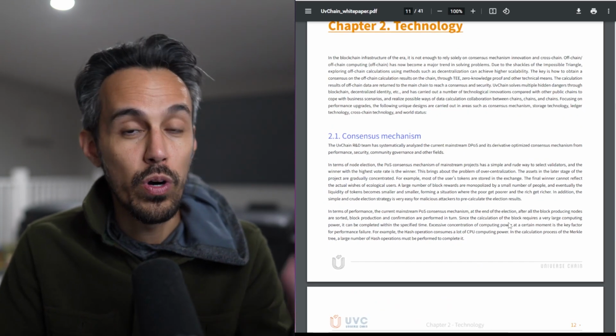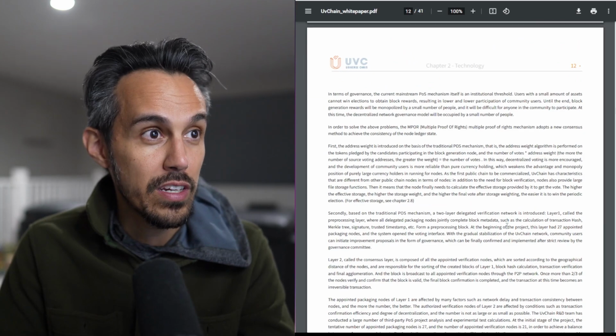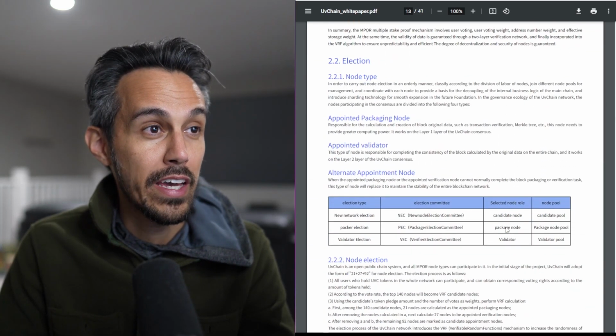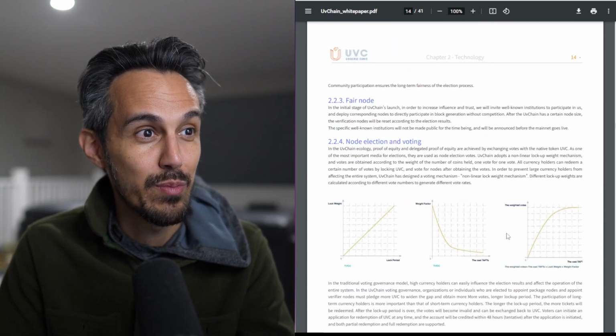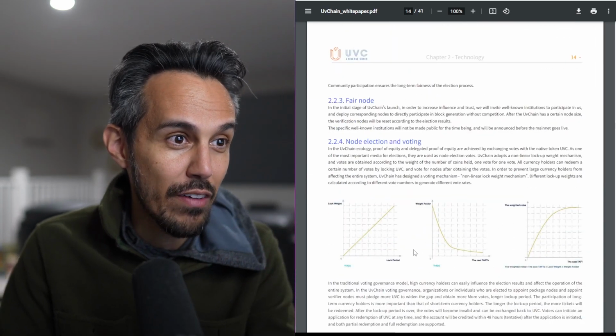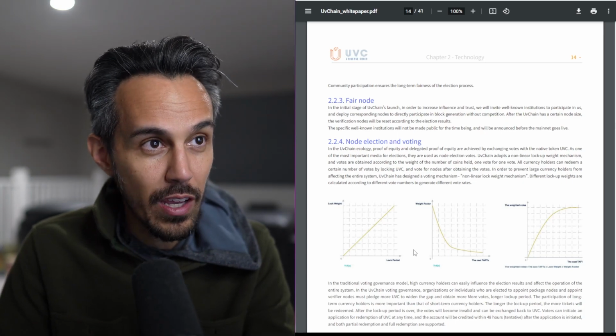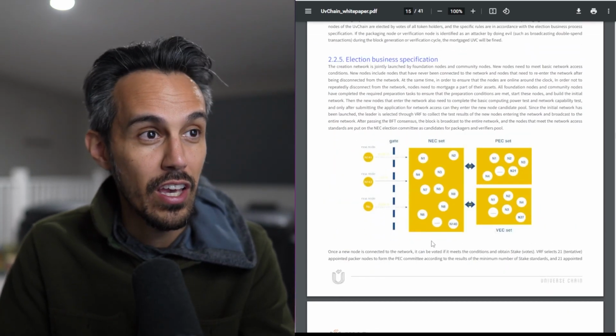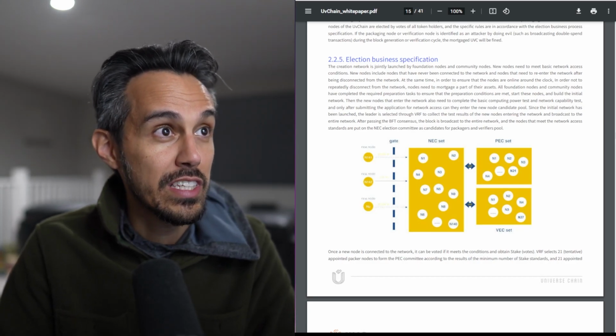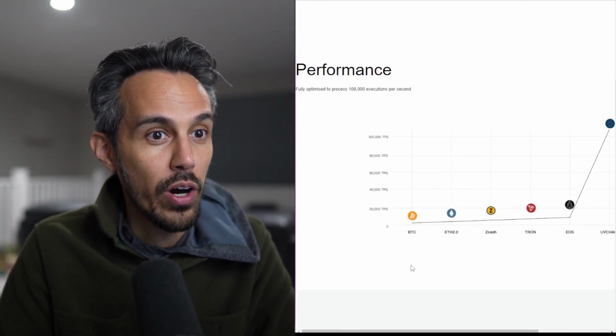Then they go into depth on what the technology is doing, the consensus mechanism. They talk about the election, how that works in terms of election voting. And like I said, they have graphs that visualize what they mean, in case you're interested. Definitely check that out if you want to.